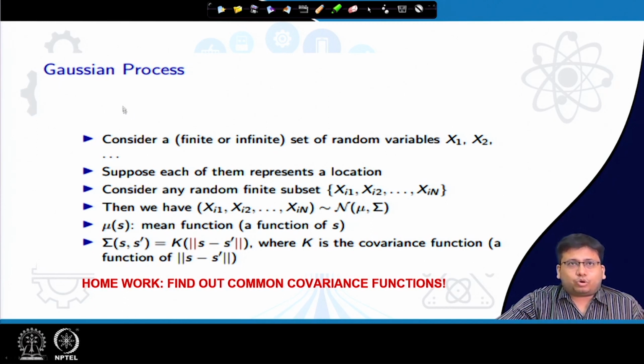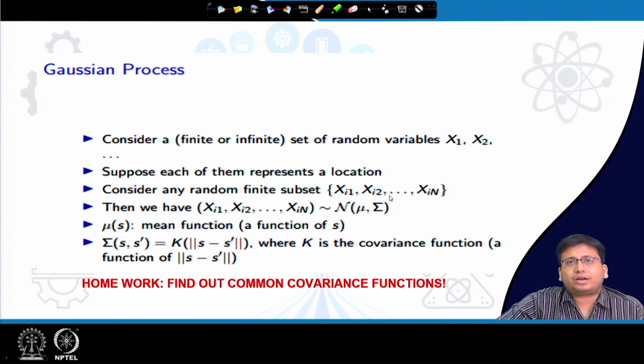Now, a Gaussian process is a model which states that if you consider any random subset of such variables, their joint distribution will still be a Gaussian distribution with a mean mu and a covariance matrix sigma. Note that mu in this case will be an n dimensional vector and the covariance matrix will be an n cross n matrix.